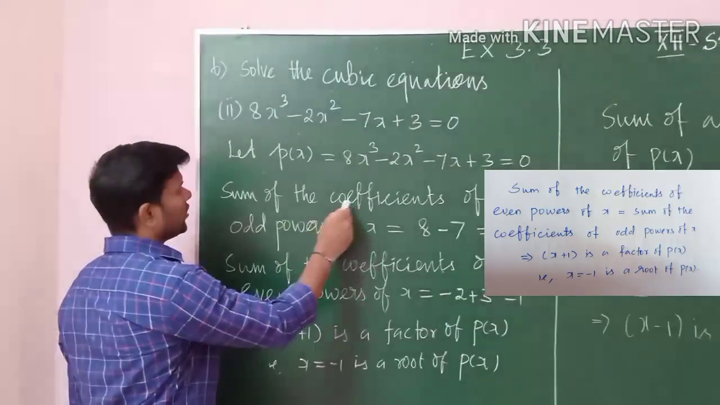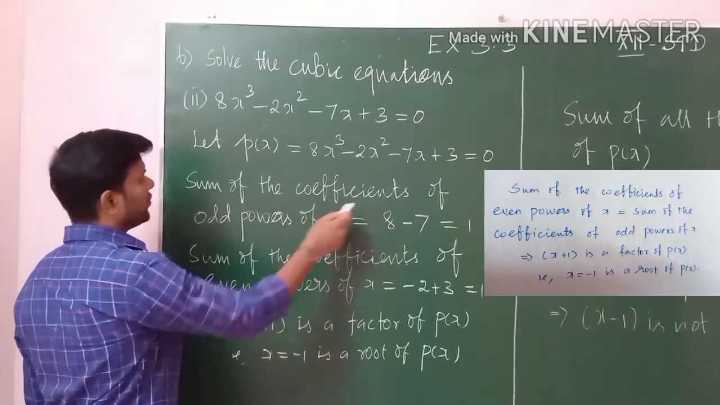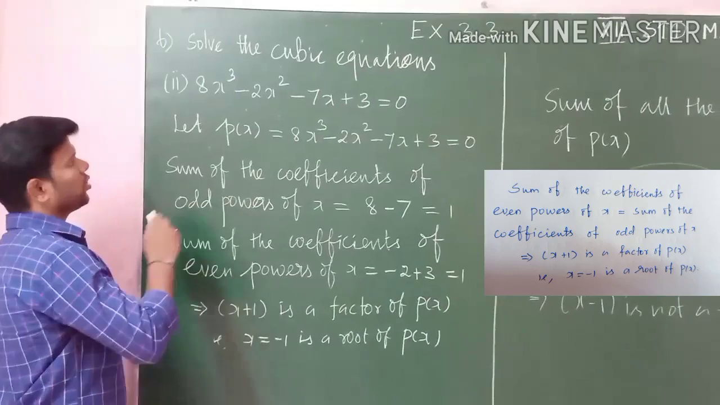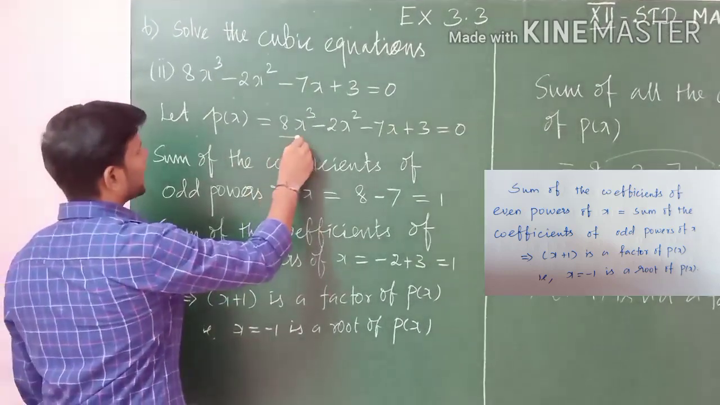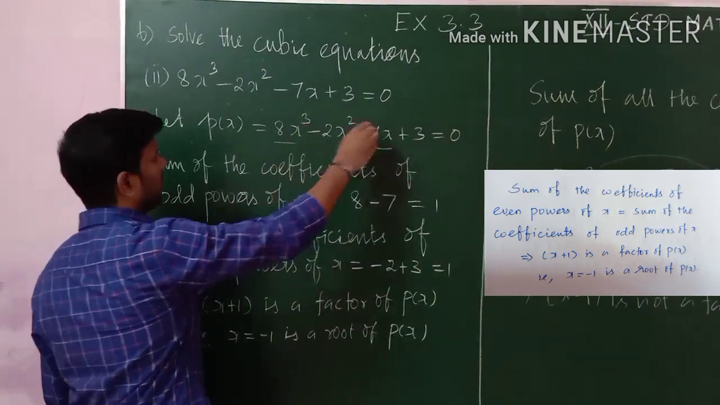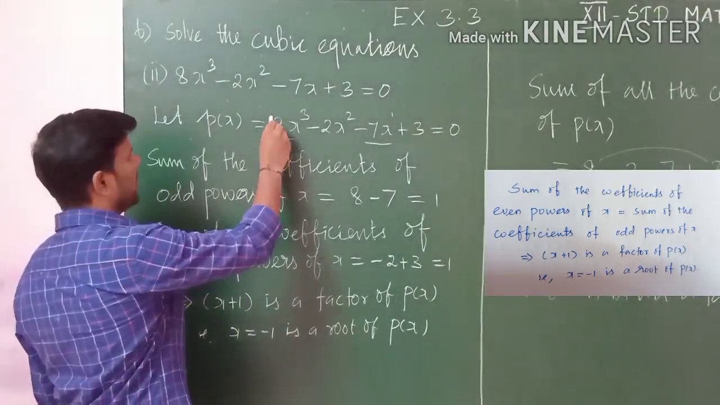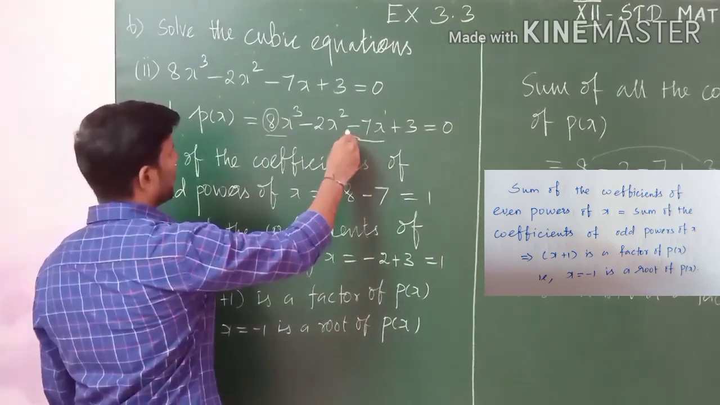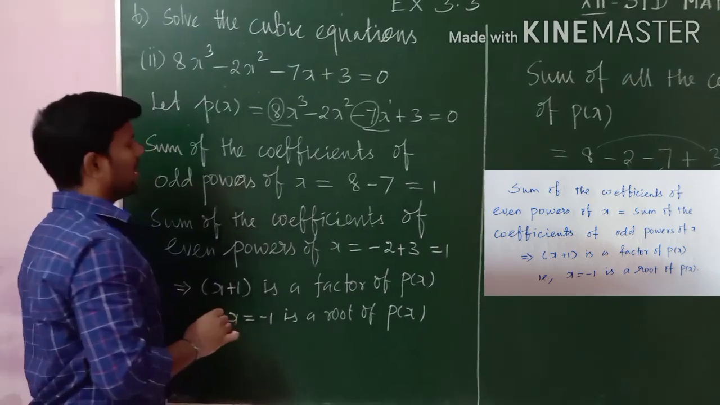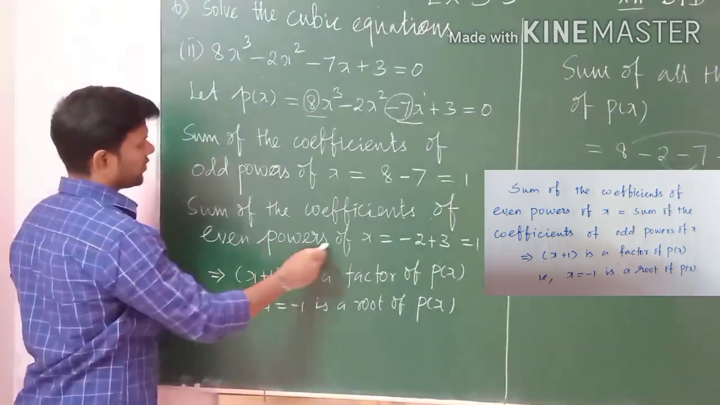Sum of the coefficients of odd powers of x in the polynomial p of x. So what are the odd powers of x? X power 3 and minus 7x. You know, odd powers of x is 3, and 1. So the odd power coefficients are 8 and minus 7. So 8 minus 7, 1. And next is what? Sum of the coefficients of even powers of x.